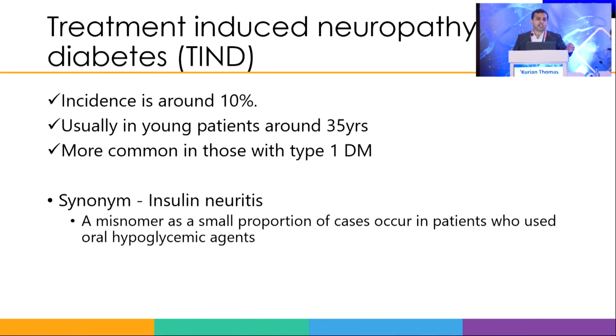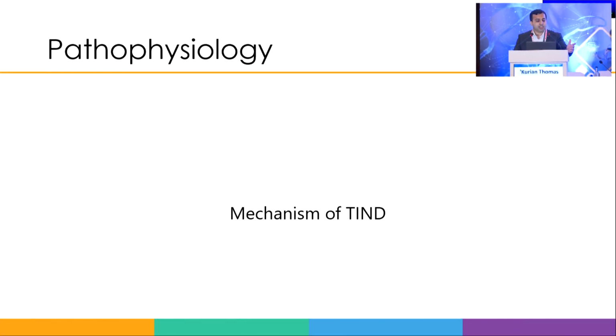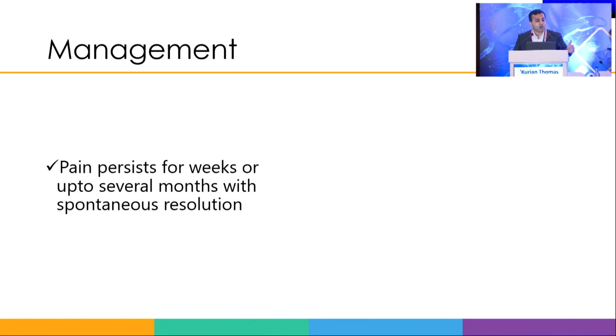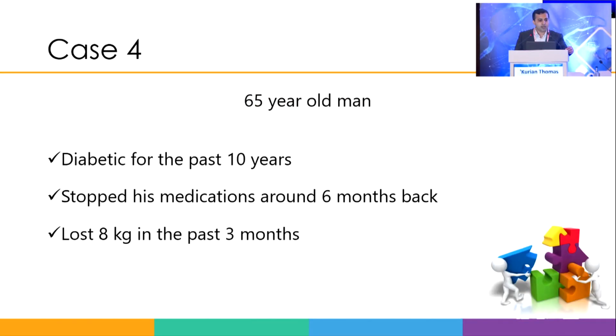Earlier it was called insulin neuritis, but we are aware that now it can happen even due to oral hypoglycemic agents. It begins abruptly, and one good thing is that it will settle down with good glycemic control in the majority of patients. When you consider neuropathies which can occur due to treatment, you should always keep in mind the possibility of B12 deficiency, which develops secondary to metformin use, which can again lead to a distal peripheral neuropathy.